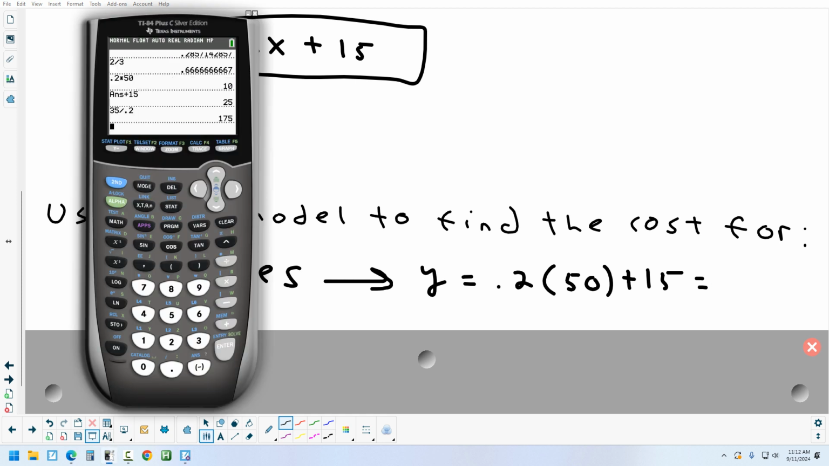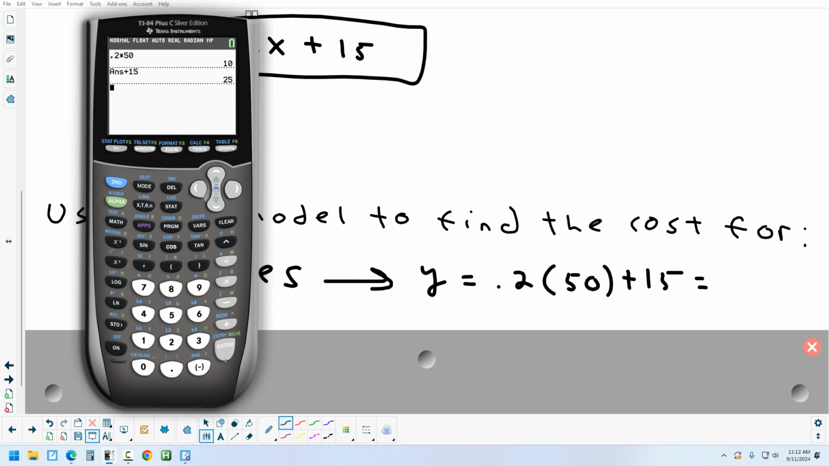on the calculator. If you are on a screen that you don't want to be on, and you want to get back to the screen where you can type in numbers, if you press second and then the mode button, that's quit. It'll get you out of whatever thing you're in. So second quit is one way to get back to that screen. All right, I'm going to press clear, just get rid of everything that's there. 0.2 times 50 is 10, plus 15 is 25.